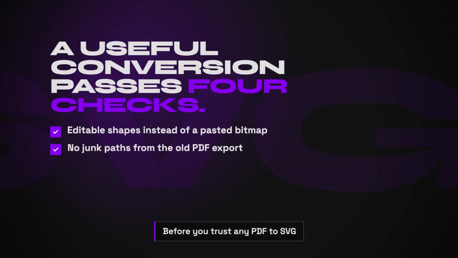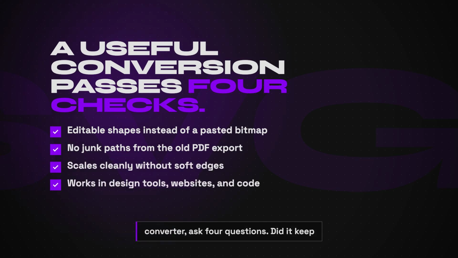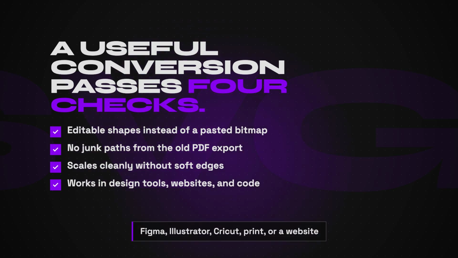Before you trust any PDF to SVG converter, ask 4 questions. Did it keep the graphic editable? Did it remove junk paths? Does it scale without blur? And can you use the result in code, Figma, Illustrator, Cricut, print, or a website without another cleanup pass?